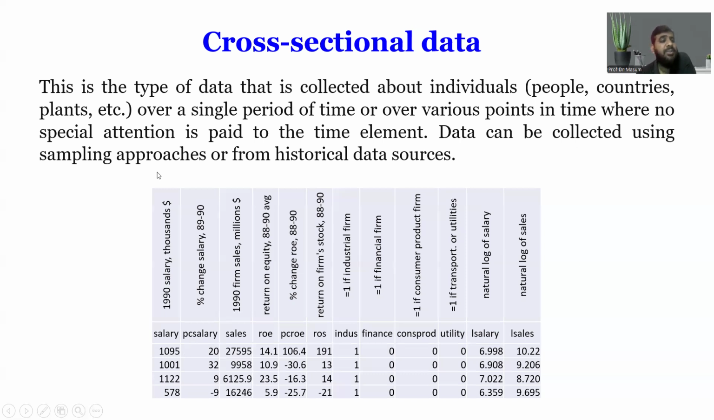Data can be collected using a sampling process or from historical data sources. So this data is collected using a sampling technique. And when you are collecting from the historical records, this will be your secondary data. When you are collecting from sampling by observation, this will be your primary data. What cross-sectional data is, is clear.